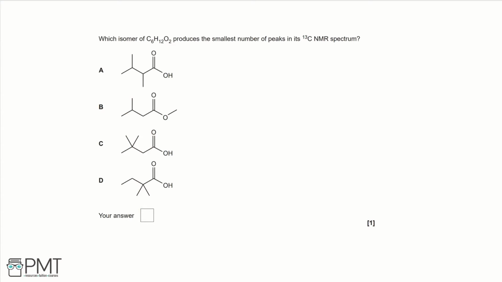Which isomer of C6H12O2 produces the smallest number of peaks in its carbon-13 NMR spectrum? We're given 4 isomers below. So we're looking for carbon-13 NMR peaks and the smallest number. So let's start by looking at how many carbon environments each of the isomers have.